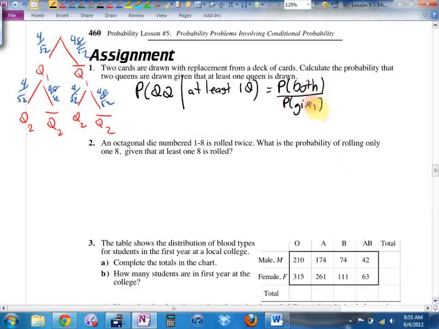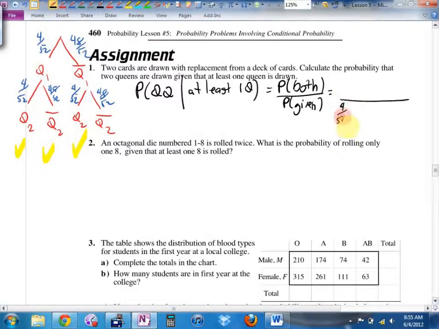It's both divided by the given one. Okay? Let's do the bottom, the given one. Which of these branches have at least one queen? Alex, this branch, or this branch, or this branch? It's going to be in the bottom.